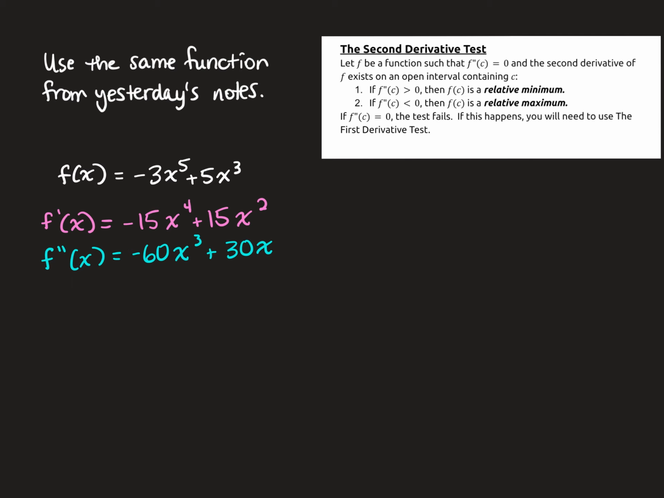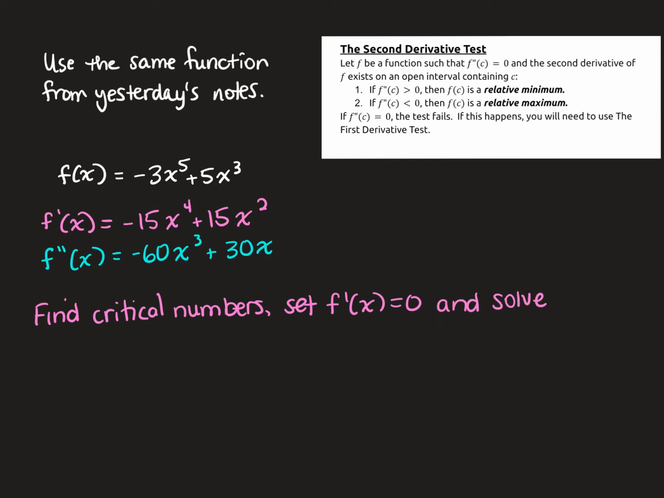So to use the second derivative test, we have to find those critical values still. Okay, so we're going to find the critical numbers, and we do that with the first derivative. And this is what we've been doing for a while. We set f prime of x, the first derivative, equal to 0 and solve. So I'm going to get negative 15x to the fourth plus 15x squared equals 0.